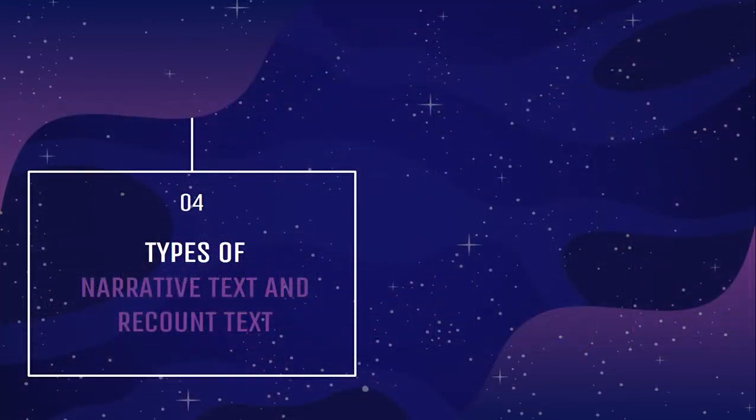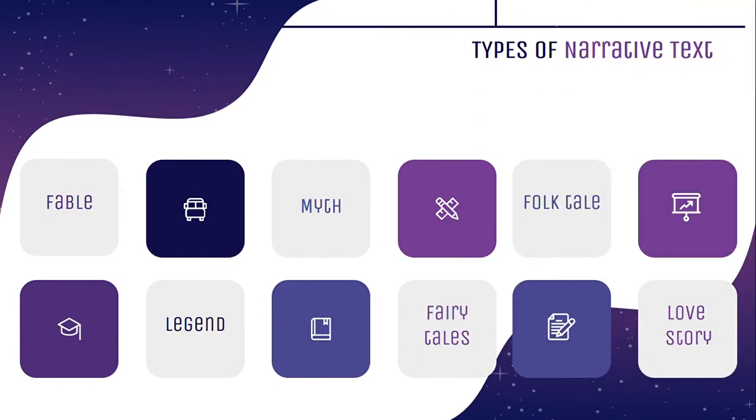Next, types of narrative text and recount text. Types of narrative text. There are fable. A fable is a type of story which shows something in life or has a meaning. A fable teaches a lesson or suggests a moral from it. The characters of a fable may be animals, plants, and legendary creatures. Legend.